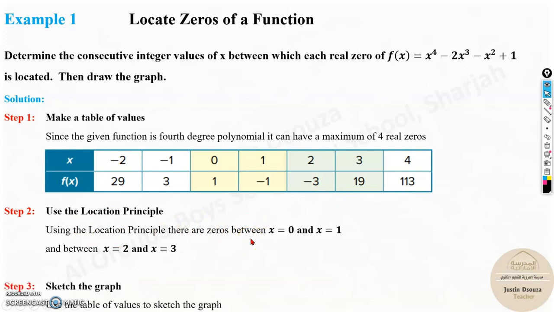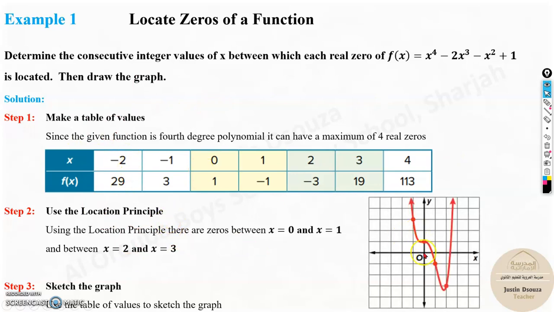Now sketching the graph is very simple. You have the table of values, and now just sketch the graph. At -2 over here, it is 29. At -1, it's 3, and so on. Take a proper scale and you can easily graph it. At -1, it is 3. At 0, it is 1. At 1, it is -1. At 2, it is -3, and so on. You can see this is the graph. So this is how we can easily graph it.